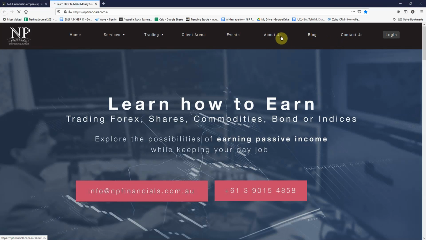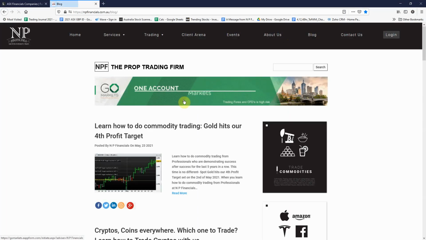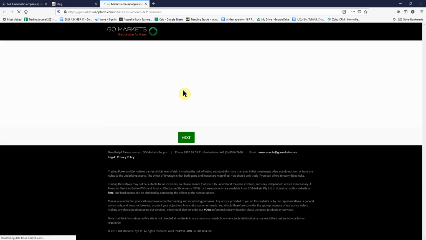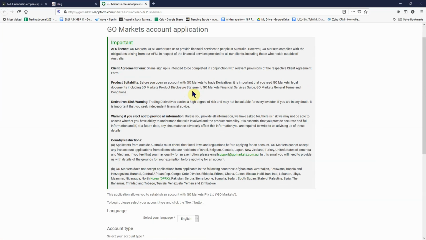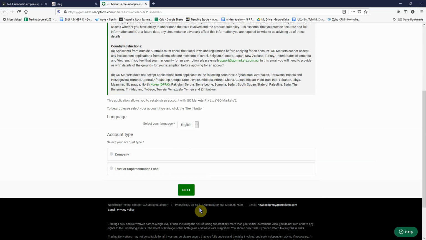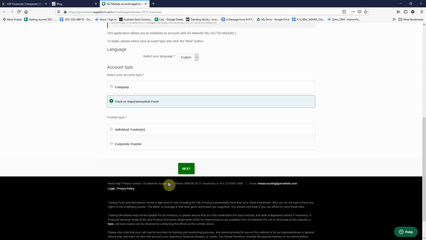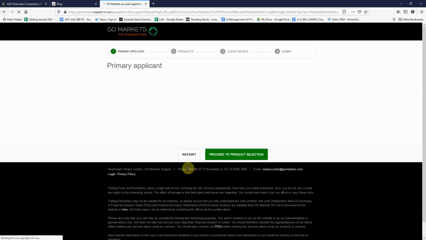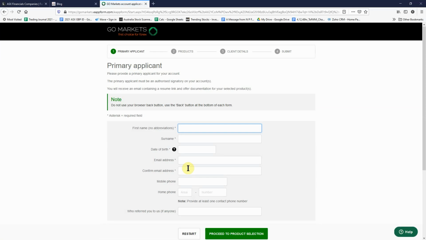If you go to our blog or to About Us and click here, then open the account with a trust. You click in this N P Financials Go Markets link, and then this is the trust. See this trust? You select this trust. You have to select individual trust or corporate trust. In this case it will be individual trust, then go next, and let us know that you have applied. Then we'll take this up. Probably you will be enjoying the same leverage as you used to. Okay, so these are the 2 ways.